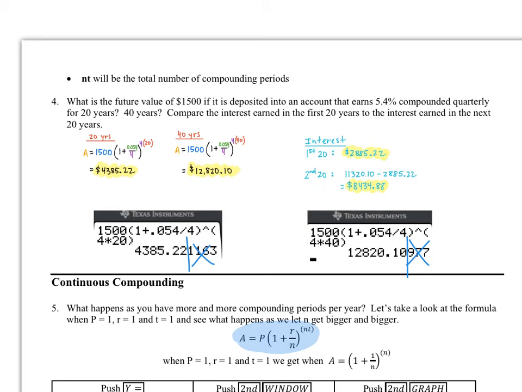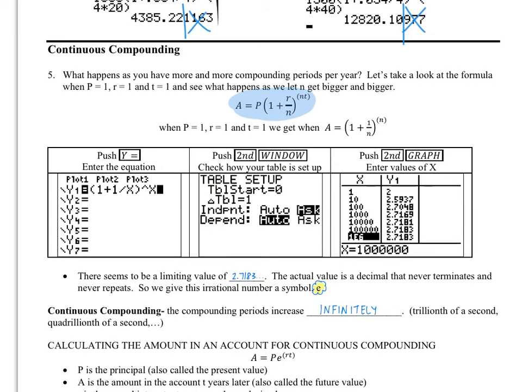Okay, so first I need to figure out, well, how much interest did we earn total? So I'm going to take $12,820.10 and subtract $1,500 from that. So when we do that, we get that amount of $11,320.10. And then we're going to subtract what we found, or the interest we got from the first 20 years, and then we can go ahead and say, well, the last 20 years, we managed to earn $8,434.88.